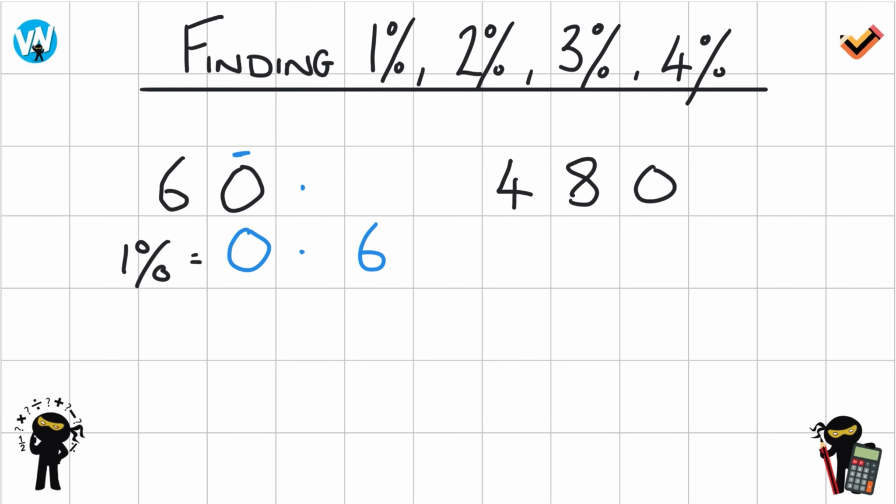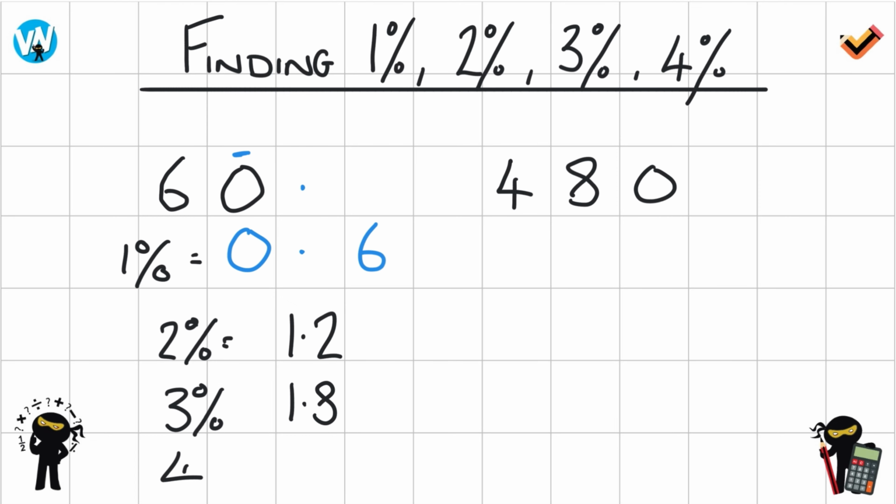So then again, that's very straightforward from there. We can just double to find our next one. So we would know that 2% is just double 0.6, which is 1.2, isn't it? And then 3% is just a case of adding another 0.6 on. So 1.2 add 0.6 would be 1.8. And then 4%, adding another 0.6 on, would be 2.4.